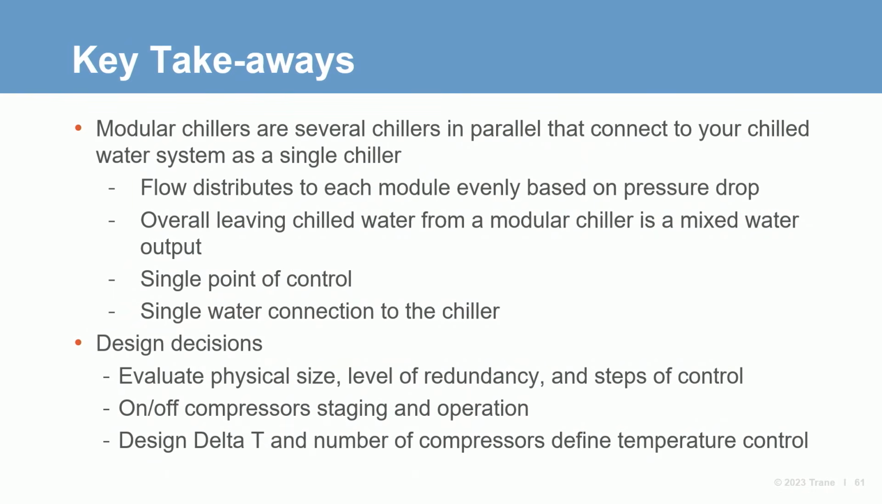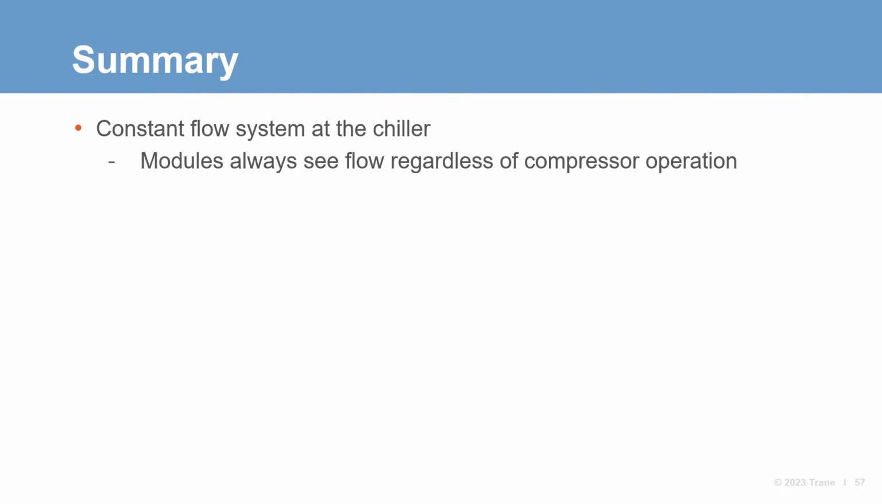On-off scroll compressor installations with few modules and wide delta T's can lead to large swings in supply temperatures or even nuisance alarms. Additional steps of control or variable speed compressors are often employed as ways to provide more stable temperature control. Next, we looked at how modular chillers act differently in constant primary flow and variable primary flow systems due to having modules in a parallel flow arrangement.